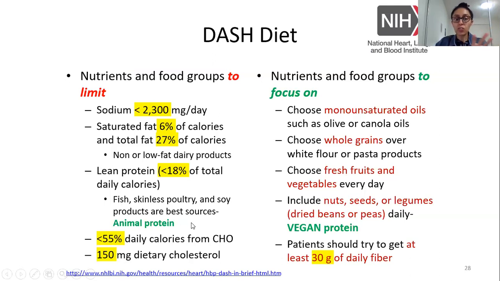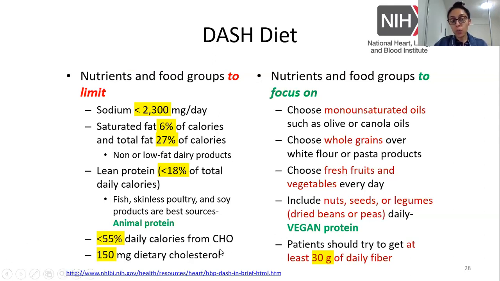So yes, soy should be written on this side, not under animal proteins, my bad guys. Soy is not an animal product. But within animal products, lean is the emphasis, and the emphasis is on fish and your white meat, like poultry, skinless poultry.